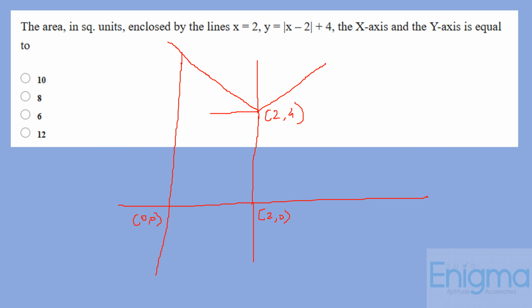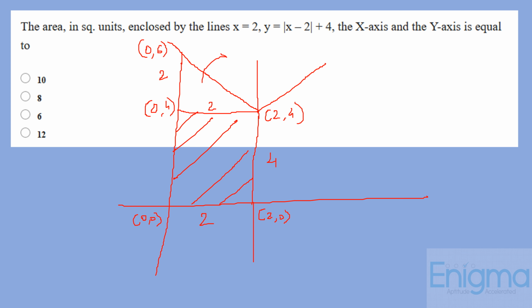Now if I draw a horizontal line over here, basically this becomes a rectangle whose one side is 2 units and the other side is 4 units. Now, as we have here, this point becomes 0 comma 4 and this point becomes 0 comma 6. So we have here 2 units and 2 units.